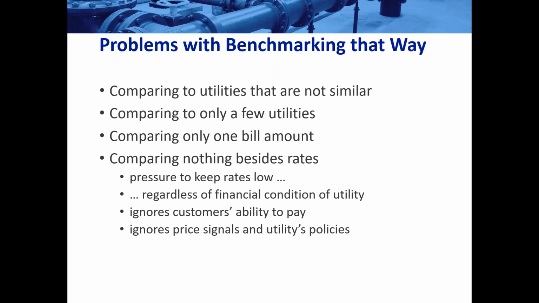So what is the financial condition of the system, the customer's ability to pay? It also ignores other types of metrics you could look at, like price signals, utility policies, and other performance indicators you could measure. Also, by looking at one consumption point, you might not get the full picture. If you were able to compare other consumption points too, you might see that the rankings of systems completely change. So you might have a high base charge and low volumetric rates, and if you compare at low volumes versus high volumes, you'd rank very differently than a system with a low base charge and high volumetric rates.